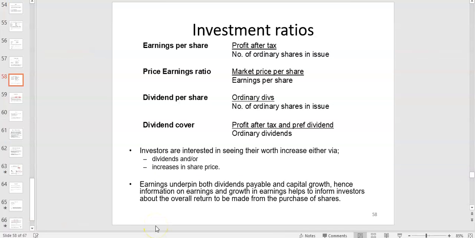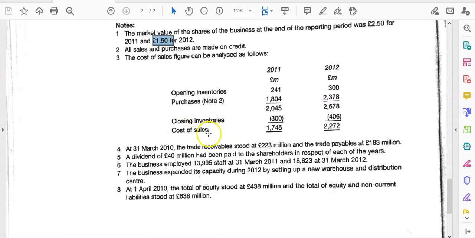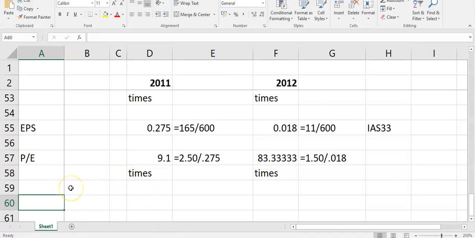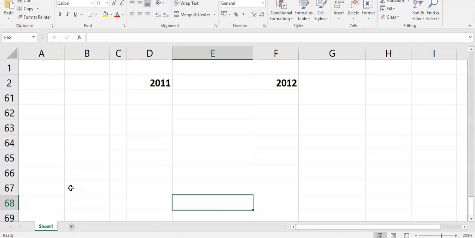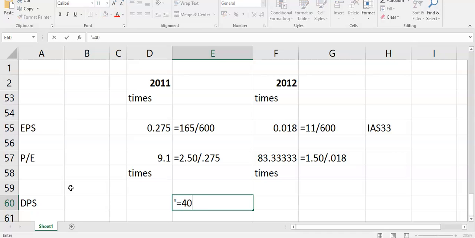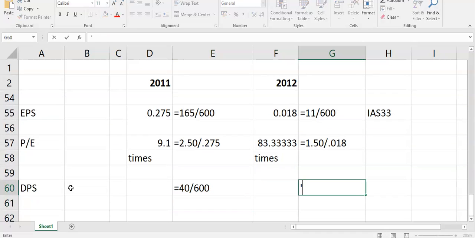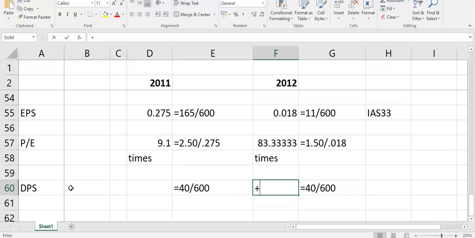Dividend per share, as the name suggests, is the normal dividend paid per share per year. This gives us an indication of whether a company is a dividend payer and how much you might expect from regular dividends or regular income. In the Alexis example, we're told they paid 40 million in both years. So we call this DPS, dividend per share. It's the same calculation both years: 40 over 600 and 40 over 600, both in millions. So you're getting 6.66 cent per share. That is the dividend per share for both companies.